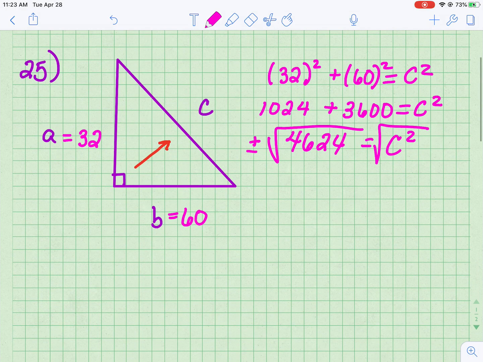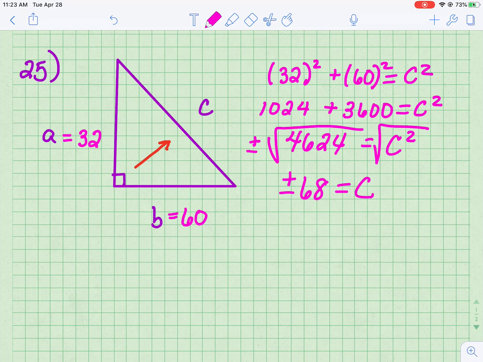Now this is a big number, so I'm first going to see, is it a perfect square? So I'm going to go second x squared, so I have a square root, and go 4624 and enter. And this happens to be a perfect square, so I don't have to do any prime factoring here. Now I do get an answer plus minus 68 equals C, but only one of these is true.